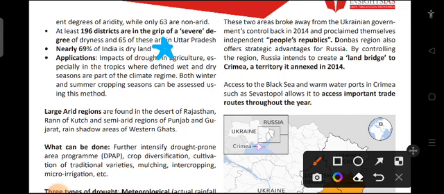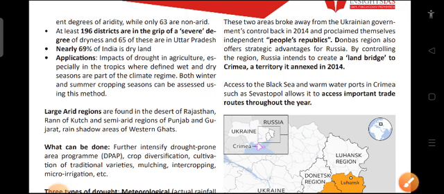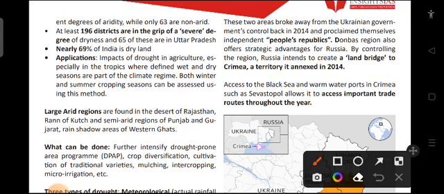Now, what are the applications? Impact of drought. So these are the applications of that index. It tells us about the impact of drought in agriculture, especially in the tropics, where defined wet and dry seasons are part of the climate regime. Both winter and summer cropping seasons can be assessed using this method.